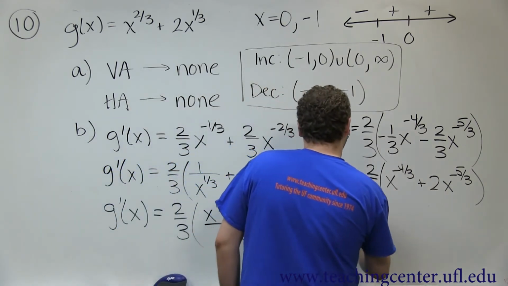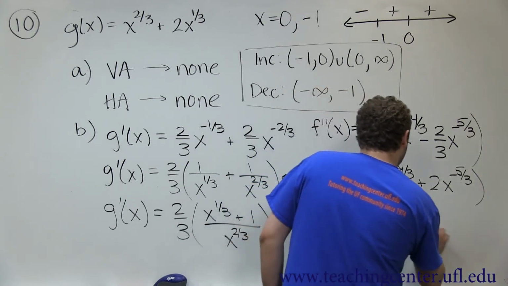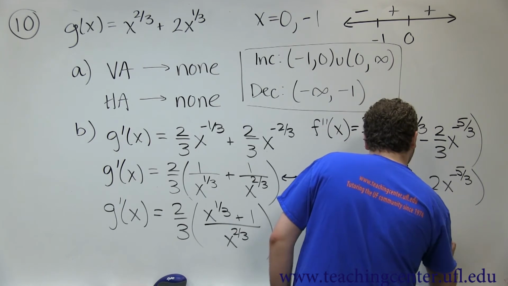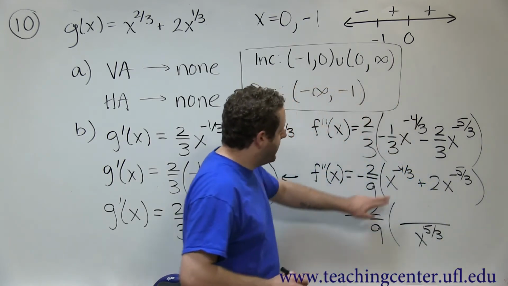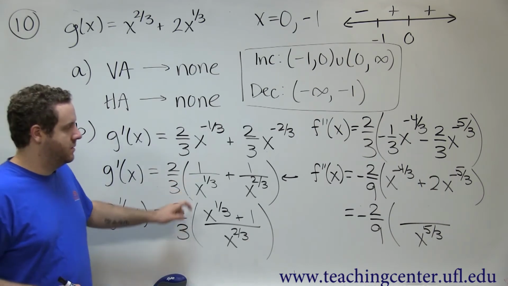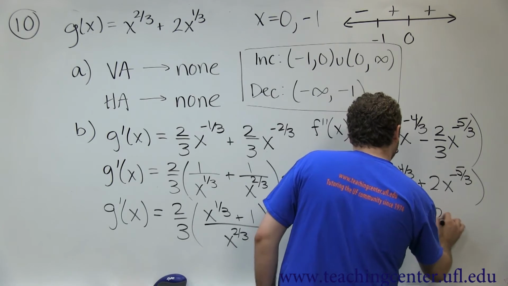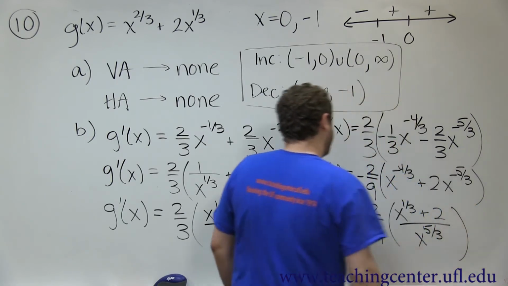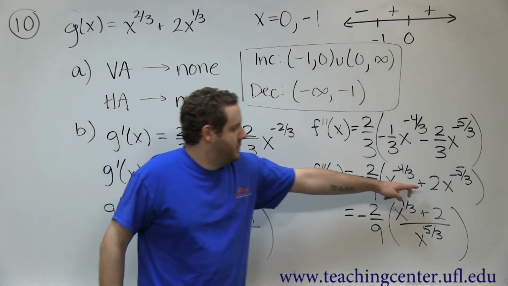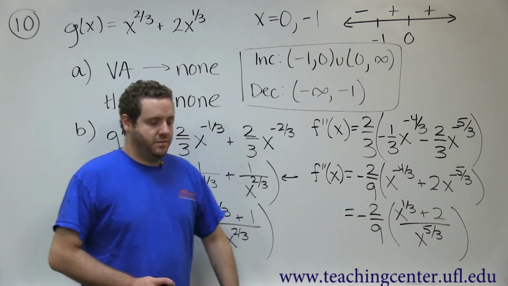So it's going to actually be the same step as in the first derivative. Our common denominator is x to the 5/3, but we had to multiply this term by x to the 1/3 over x to the 1/3, just like we did here. So now we get x to the 1/3 plus 2. We have a 2 here that we didn't in the previous step. So here's our second derivative.